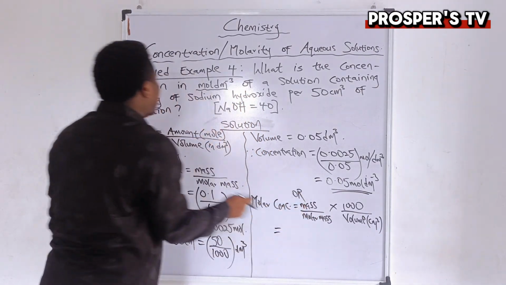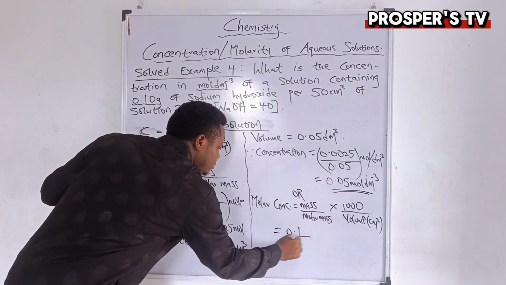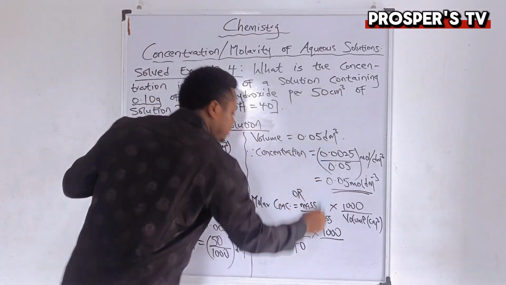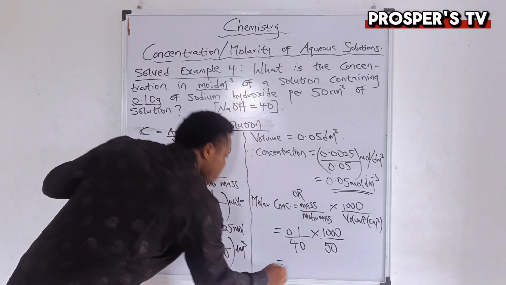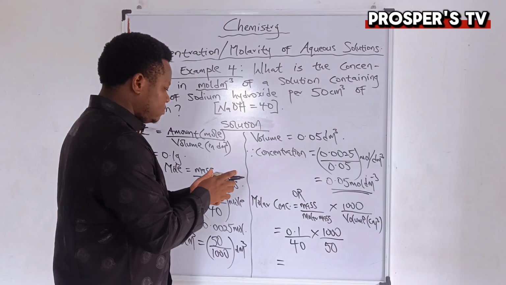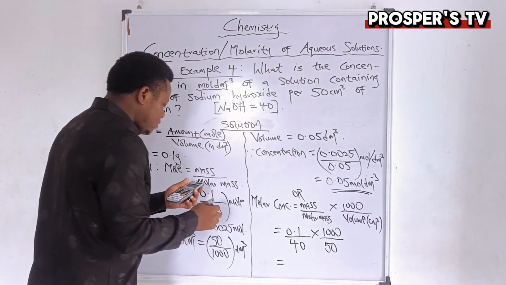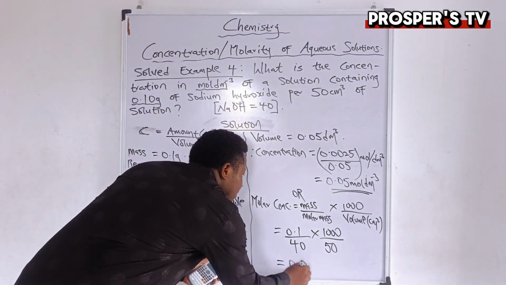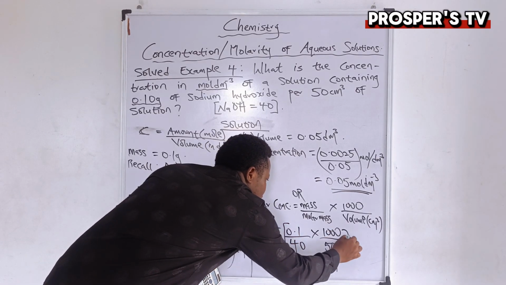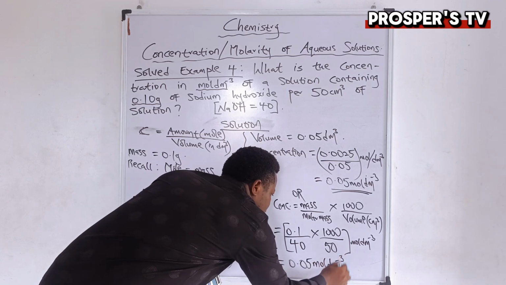So let's punch in that directly. The mass was given to you to be 0.1. The molar mass was given to you in the question to be 40. Then times 1000 over the volume in cm cube, which is 50. So you make use of the 50 just as it is. You punch your calculator: 0.1 times 1000 divided by 40 times 50. That also gives you the same answer of 0.05 mole per dm cube.